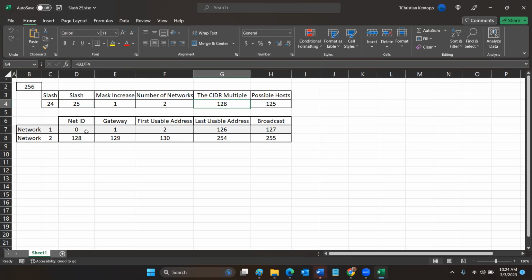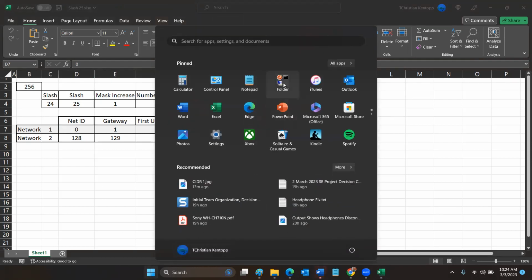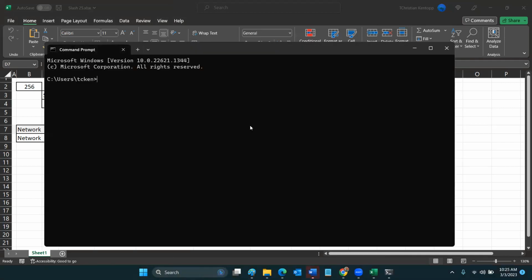look at how there's a pattern here. The network ID for the first network, when we add a 1, and we'll just use 192.168.0. Why am I using that one? Everybody with me?